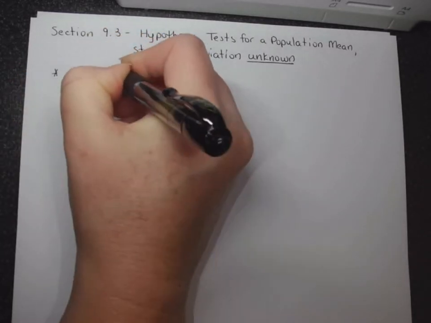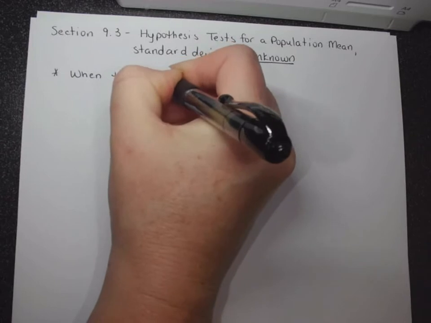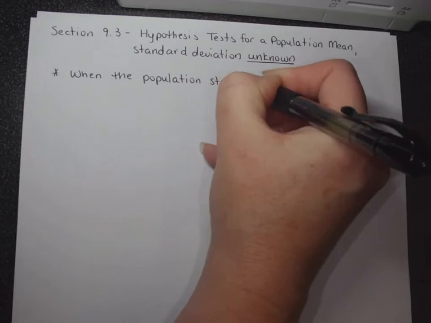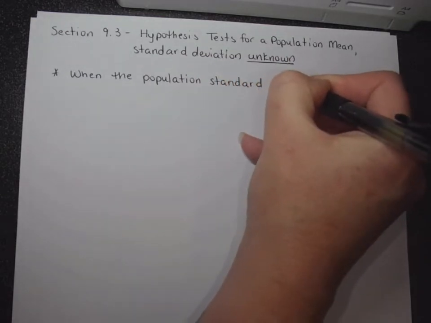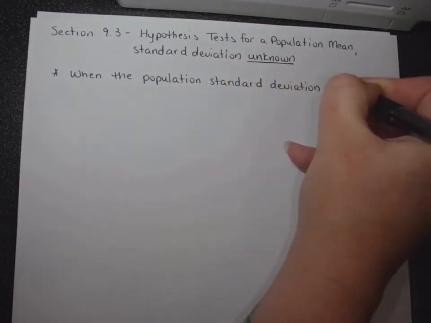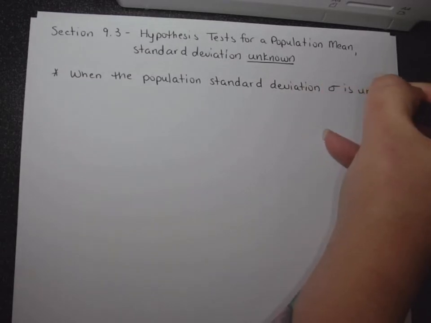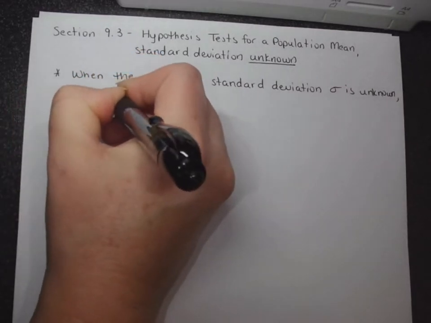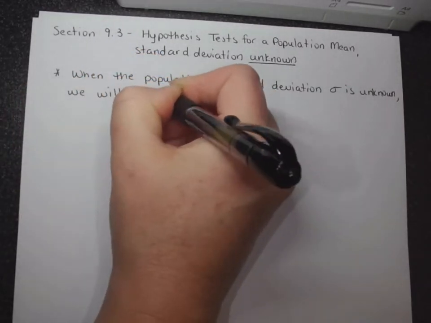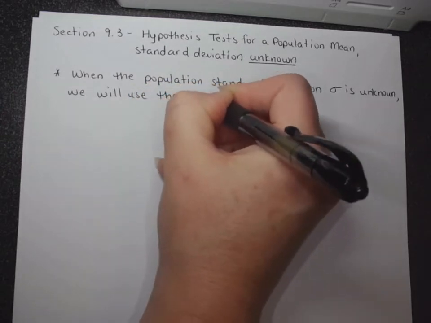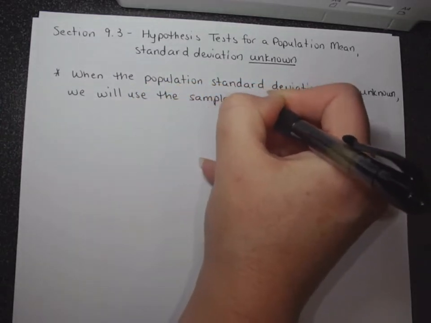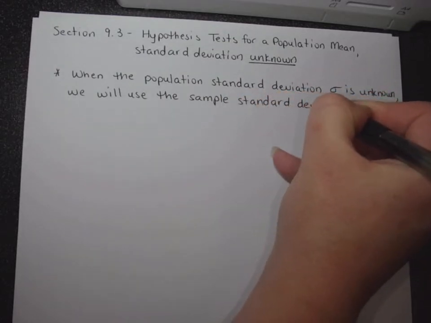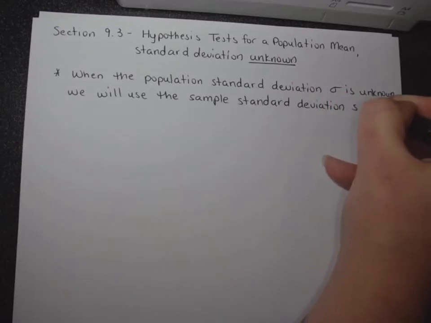So when the population standard deviation is unknown, we will use the sample standard deviation instead. Remember, the sample standard deviation uses the letter S, whereas the population standard deviation is sigma.